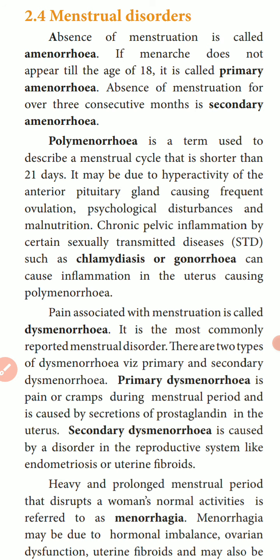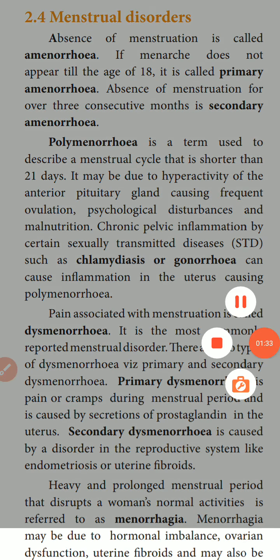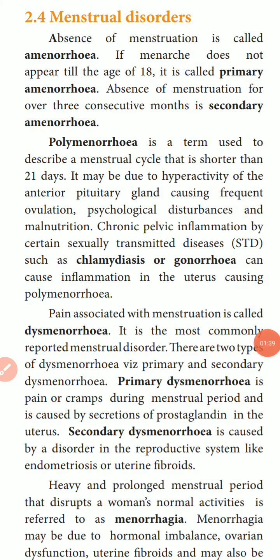What is primary amenorrhea? If puberty does not appear till the age of 18, that we call primary amenorrhea. Then what is secondary amenorrhea? If there is absence of menstruation for 3 consecutive months, that we call secondary amenorrhea.